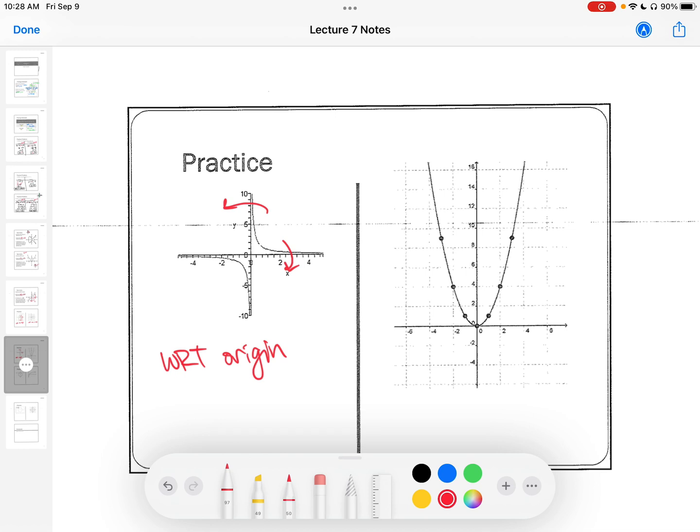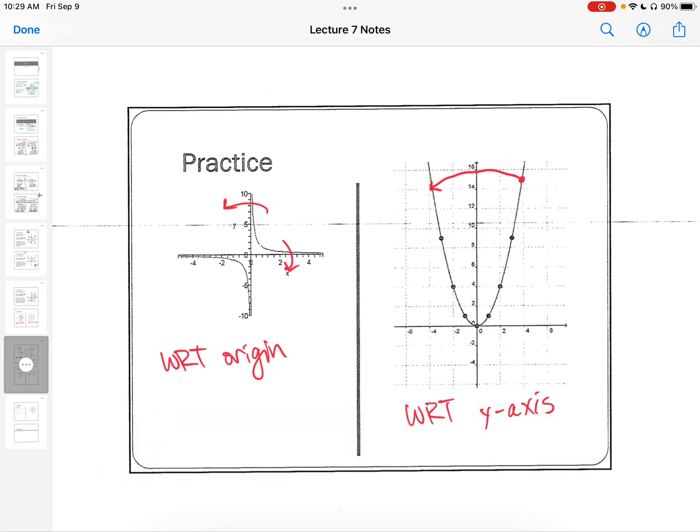Okay, one over here on the left. I can say that this one is symmetric with respect to the y-axis. If I had what was over here and I flipped it over, it would match up. Not x-axis, not origin. Next two.